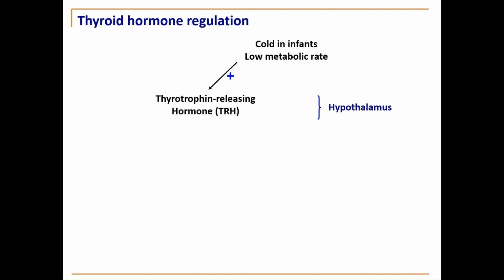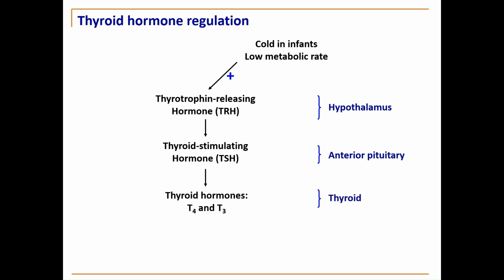So what we're going to do now is have a think about how thyroid hormone release is actually regulated. In response to a reduced metabolic rate, or cold in infants in particular, the hypothalamus releases thyrotrophin-releasing hormone, or TRH. TRH then goes down through portal blood vessels to the anterior pituitary, where it stimulates the release of TSH, thyroid-stimulating hormone. TSH goes to the thyroid gland, acts on what are called follicular cells, and it stimulates iodide uptake into those cells. It stimulates thyroid hormone synthesis, and it stimulates thyroid hormone release.